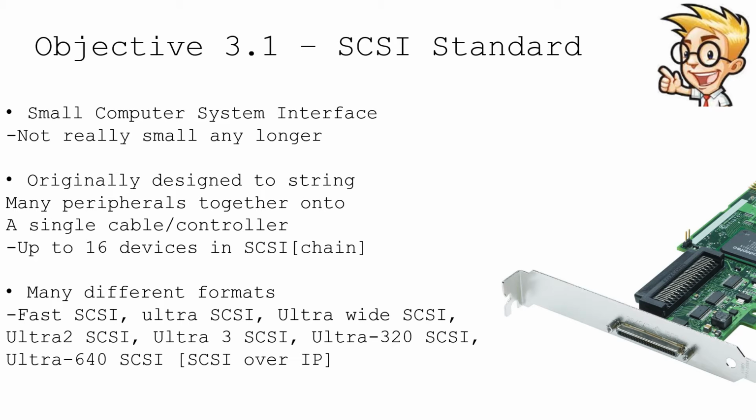SCSI, or what we refer to as SCSI, is the Small Computer Systems Interface. This is a standard interface that can be used to connect to storage devices, scanners, printers, and other devices on your network. This was originally designed so that you can have many devices connected to one single interface on your computer by daisy chaining multiple devices together. And many of these SCSI standards support up to 16 devices in one of those SCSI chains.